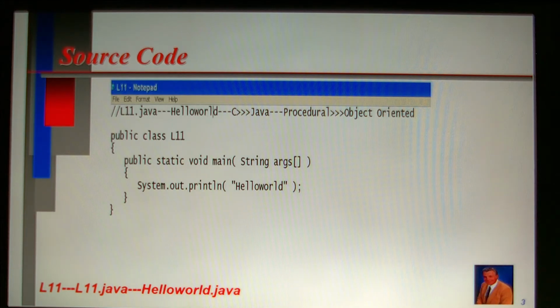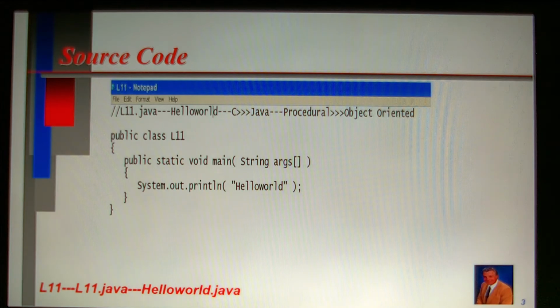So let's take a look at the Java computer program L11.Java, the Java version of the computer program Hello World, concentrating on the differences, as the syntax similarities of the computer programming languages have already been discussed in our lectures for the C computer programming language. The first line, which is a line comment, is identical to what you have seen with the C computer programming language, namely /L11.Java - hello world - C Java procedural object oriented.